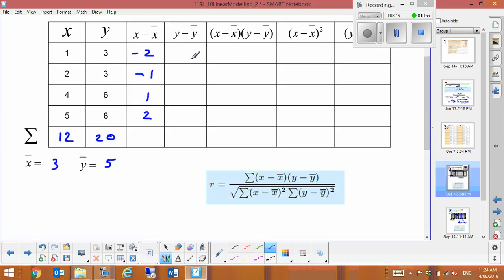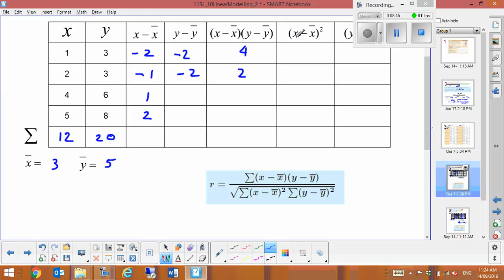All right, so we then work out the y values. So we're going to go 3 minus 5 is minus 2. All right, 3 minus 5 is minus 2 again. I'll let you fill in the rest. We then say, let's now multiply this value by that. So we want minus 2 times minus 2 makes plus 4. Minus 1 times minus 2 makes plus 2.